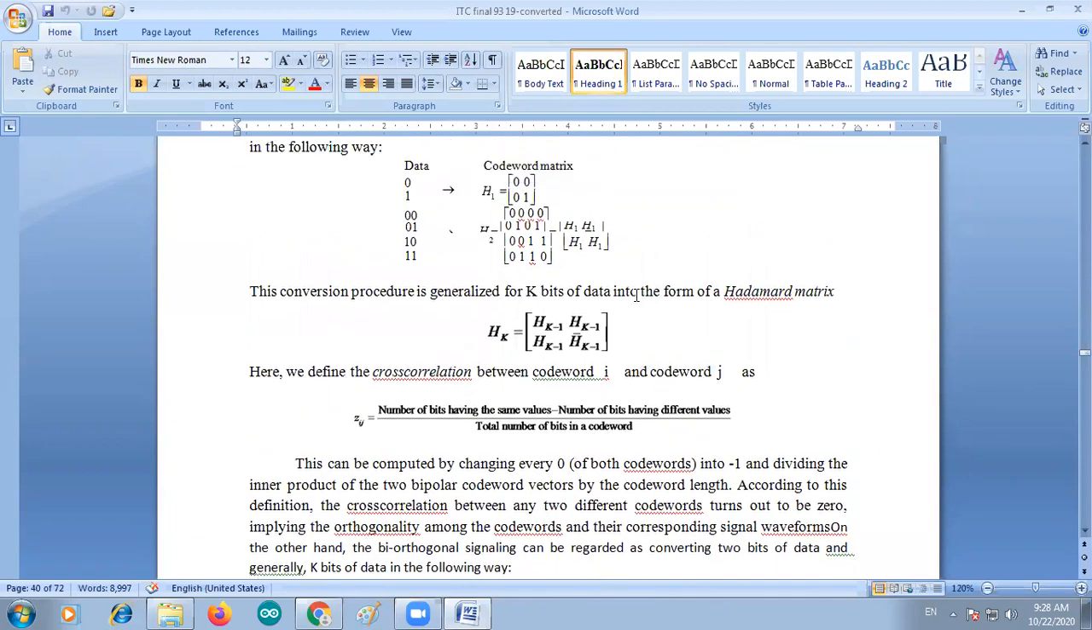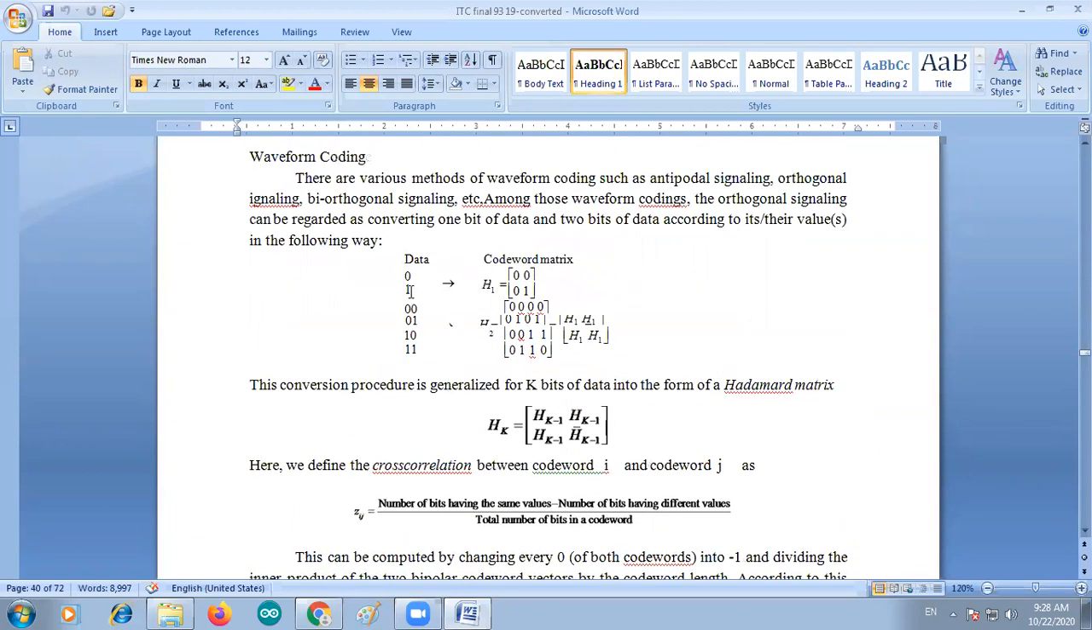Orthogonal signals. You can see that in the waveform coding, 01 is data, and the 4 bits of 0001 are arranged in 2 rows. That is the code word. The 2 bits are there. What is the row length? 4 bits are there. Now 0000, 0101, 0011, 0110. So what about H3?